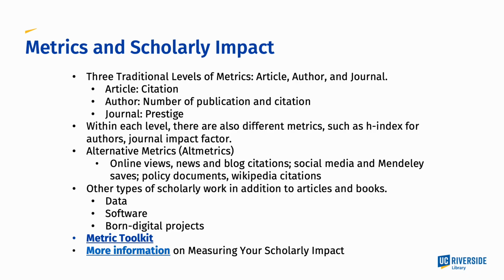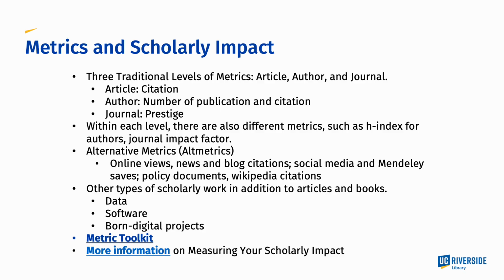Now, let's talk about metrics and scholarly impact. There are 3 levels of metrics traditionally: article, author, and journal. For article, citation count is an important metric. Number of publications and citation count are impactful for measuring the scholar impact of an author. The prestige of a journal is really important as well. In addition to these metrics, there are many more you can explore in the metrics toolkit.